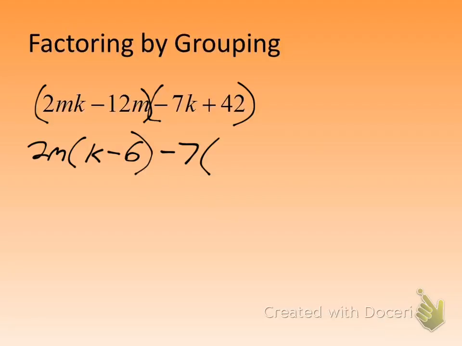Because negative 7 times what gives me negative 7k? A positive k. Negative 7 times what gives me a positive 42? There's your two same binomials up there. Okay? You rewrite them as 1? No. He missed the sign in the second one.